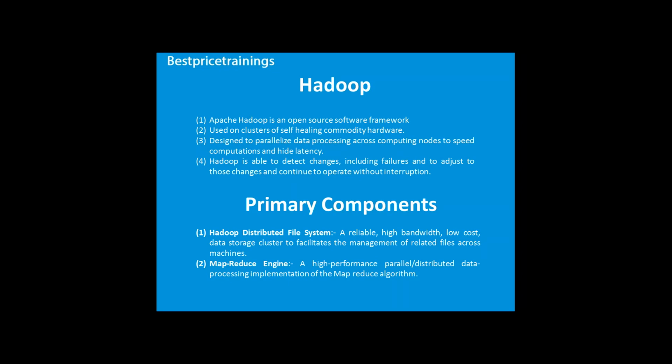This is deployed over self-healing commodity hardware. Commodity hardware is very low cost, very cheap computer systems, which makes Hadoop deployment very cost effective. It is designed to parallelize the data processing across the computing nodes, and this way it increases the processing speed of the system. Guys, I'm just giving a glimpse of these points, and we will discuss them in our detailed training also.